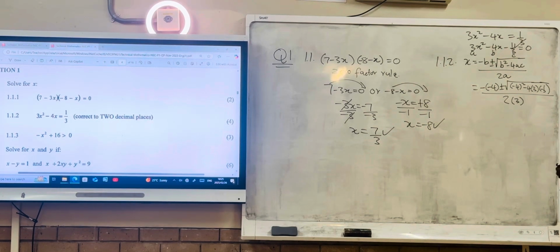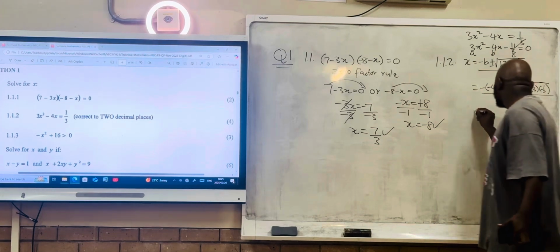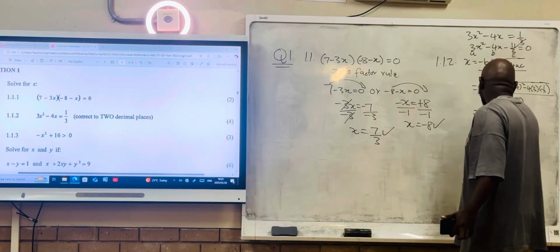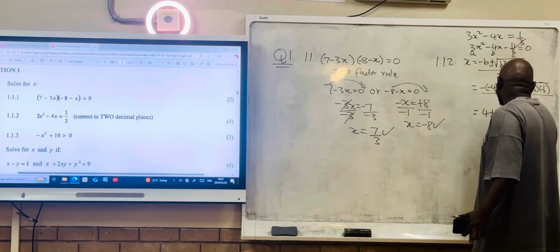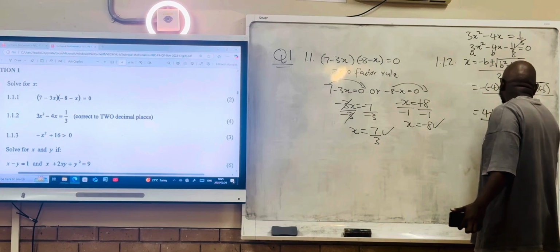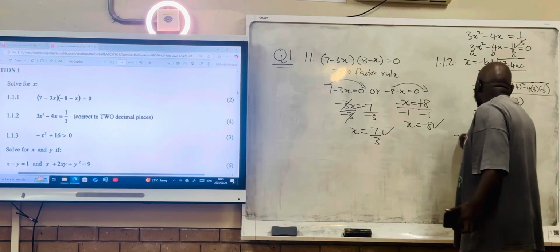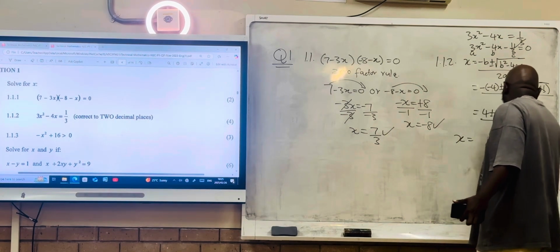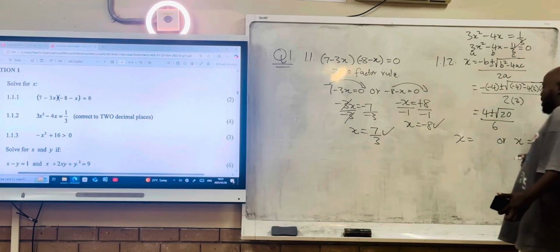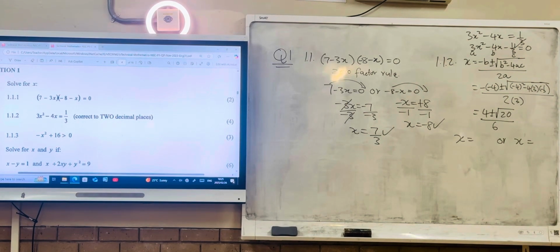That gives us 20 inside the radical side. So we have positive 4 plus or minus the root of 20, divided by 6. This gives us the first x value and the second x value.